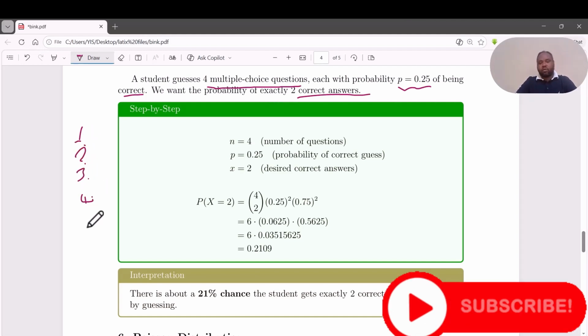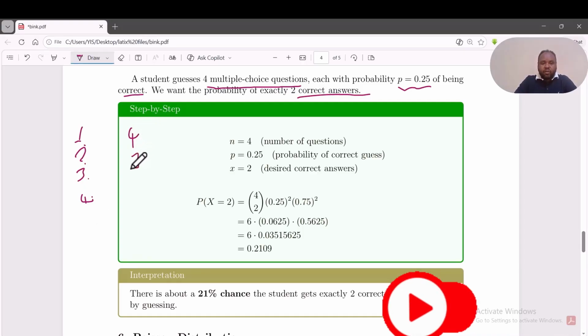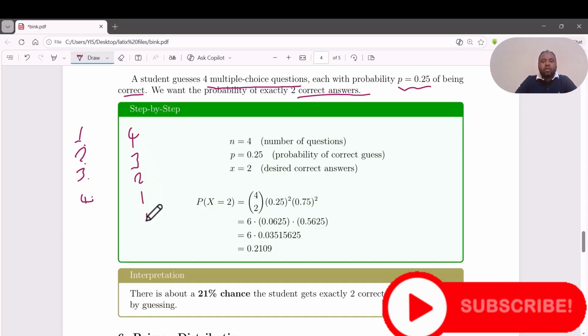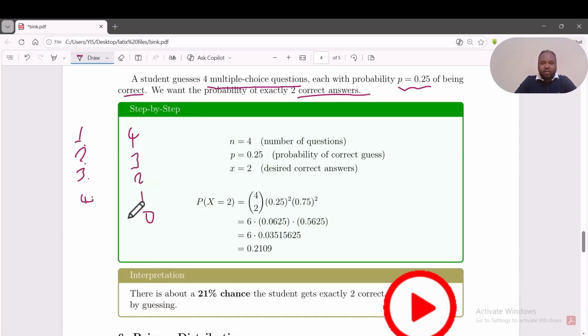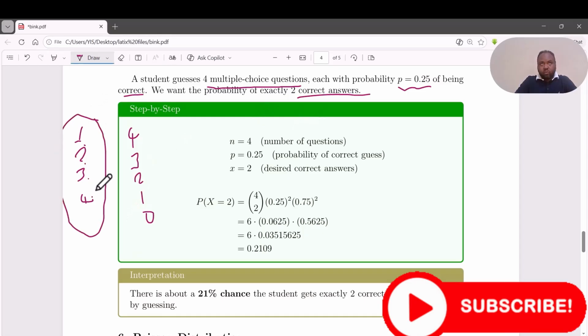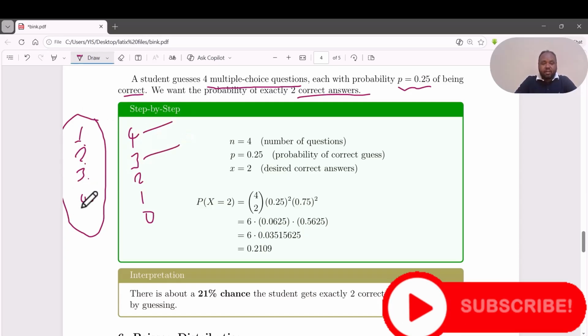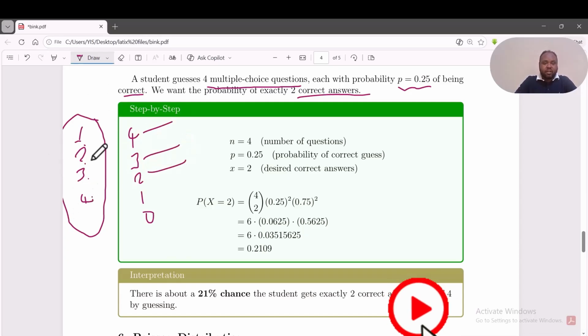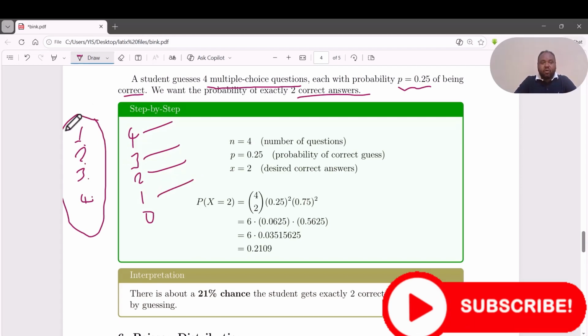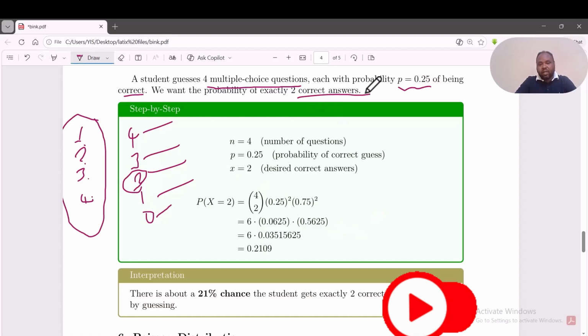1, 2, 3, 4. So the student can answer 4 of them, 3 of them, 2 of them, 1 of them, or none of them. The possible values of this random experiment are that the student can guess all questions correctly, can answer 3 questions correctly, can answer 2 questions correctly, can answer 1 question correctly, or can answer no question correctly. So what's the probability of exactly 2 correct answers? That is the question here.